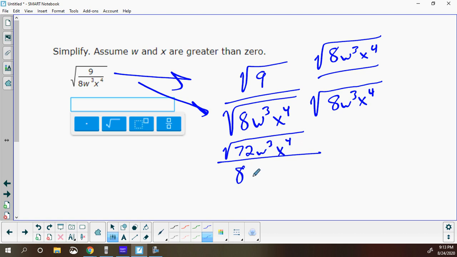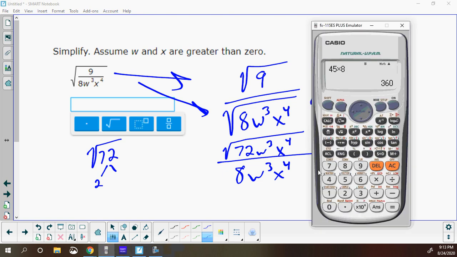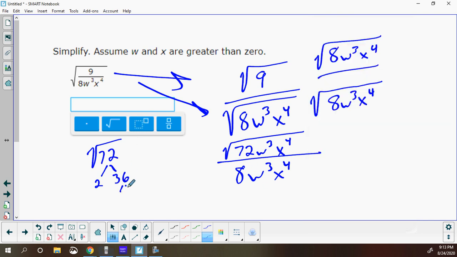And then this will just be without the radical, because we discussed that. So side work. 72. 2 and... this is another one I should know. 40... I want to say 46. Let me make sure. 36. 36. 2 and 18. 2 and 9. 3 and 3. So 3's, 2's, 2's left over. 2 times 3 is 6. 6 root 2.